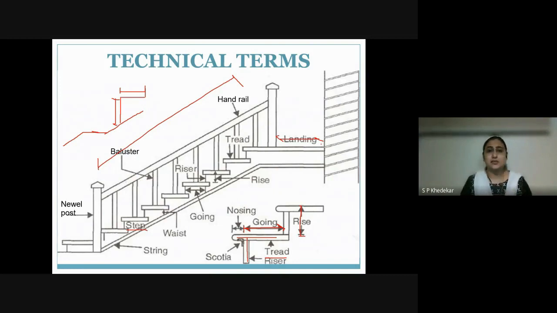And the second reason is that if I want a change in the direction of my staircase, then at that position also I have to give a landing.